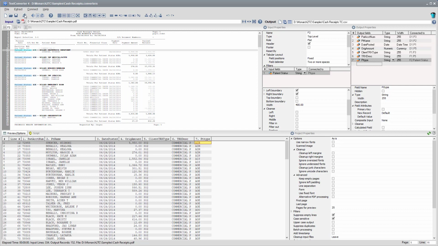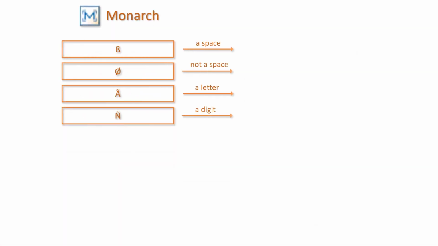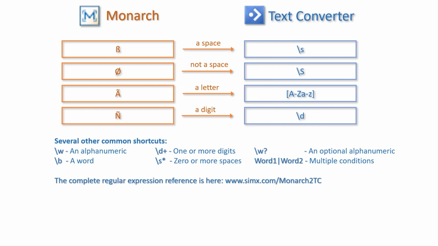You can see that TextConverter templates were accurate, even without using traps. Still, using trap-like restrictions can be useful in many cases. TextConverter uses regular expressions in place of Monarch traps. Here is a quick mapping of Monarch traps to TextConverter regular expressions.